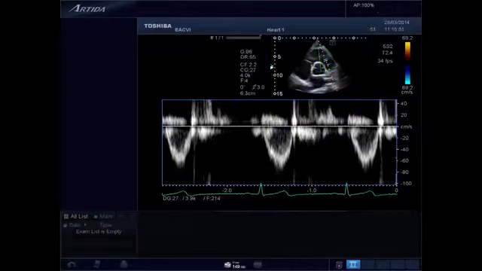And here I will be able to assess the pulmonary acceleration time, which is the beginning, the onset of the flow, until the peak of the flow, which can be a way to assess pulmonary artery pressure.